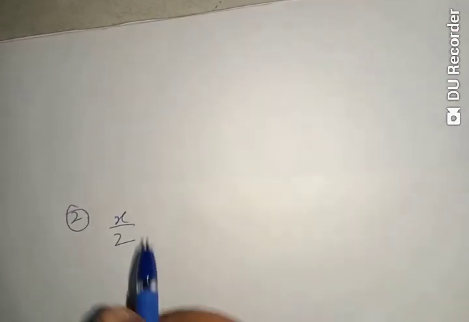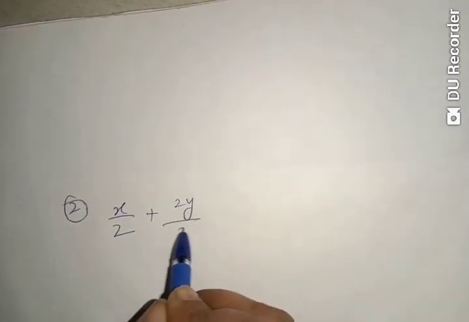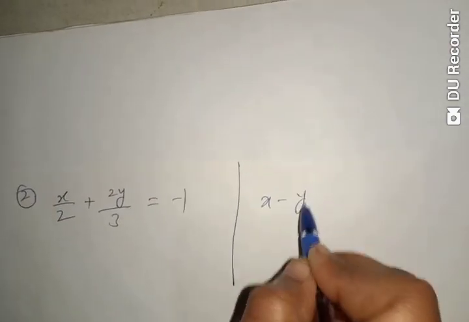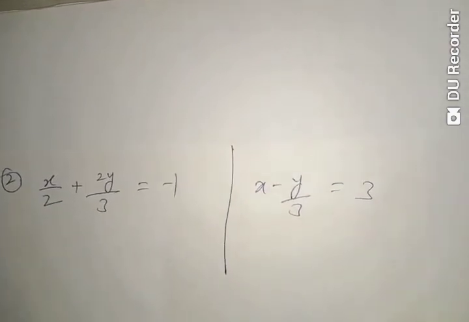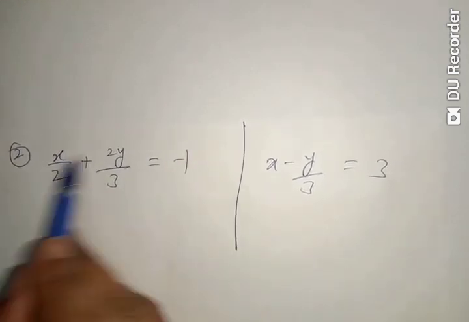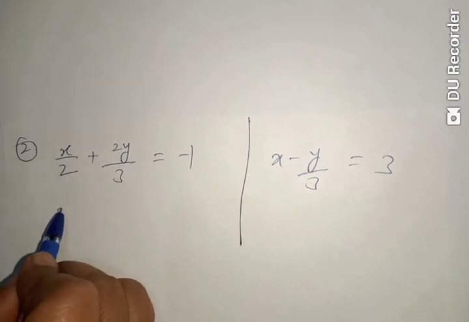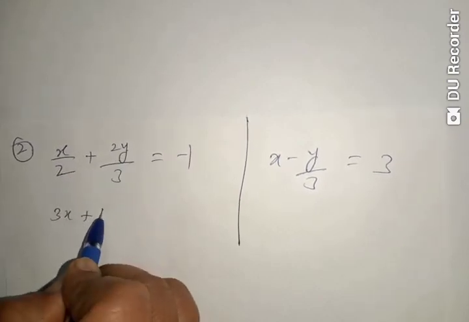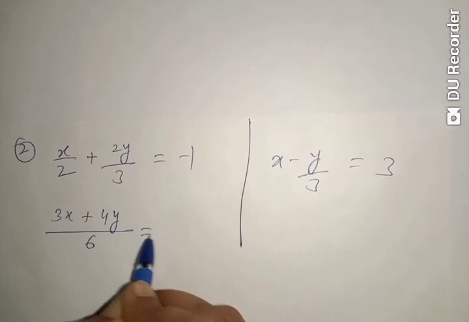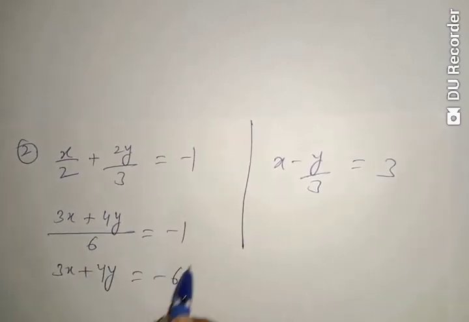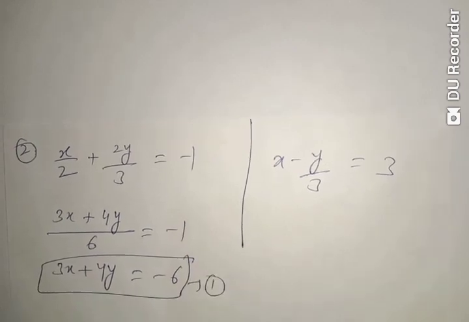Now I want to take one more example. That example is x by 2 plus 2y by 3 equals minus 1, and the second equation is x minus y by 3 equals 3. In these questions, first of all, take the LCM and make the equations easy. Multiply this x with 3, it is 3x. Multiply this 2 with 2, it's 4y. The LCM is 6, equals minus 1. So this equation will become 3x plus 4y equals minus 6. This is the first equation, name it 1.